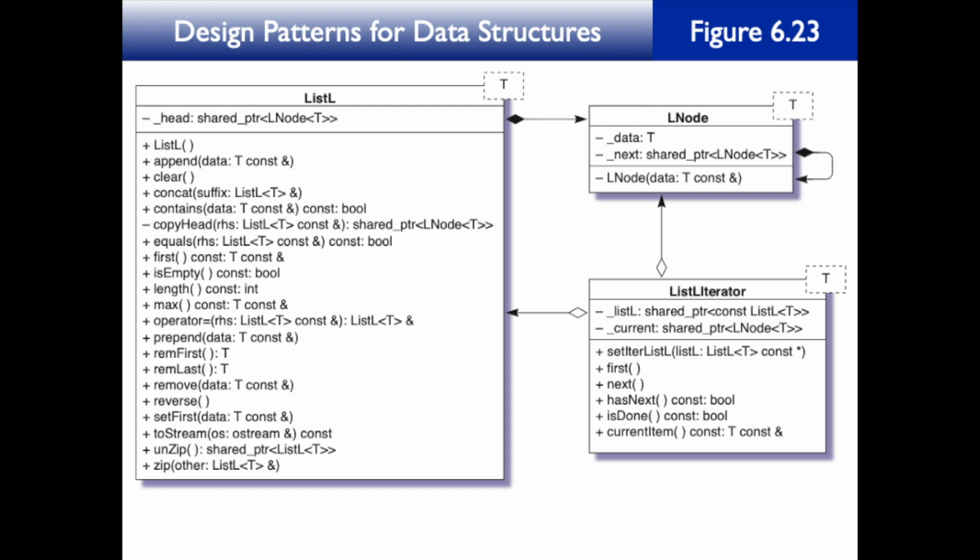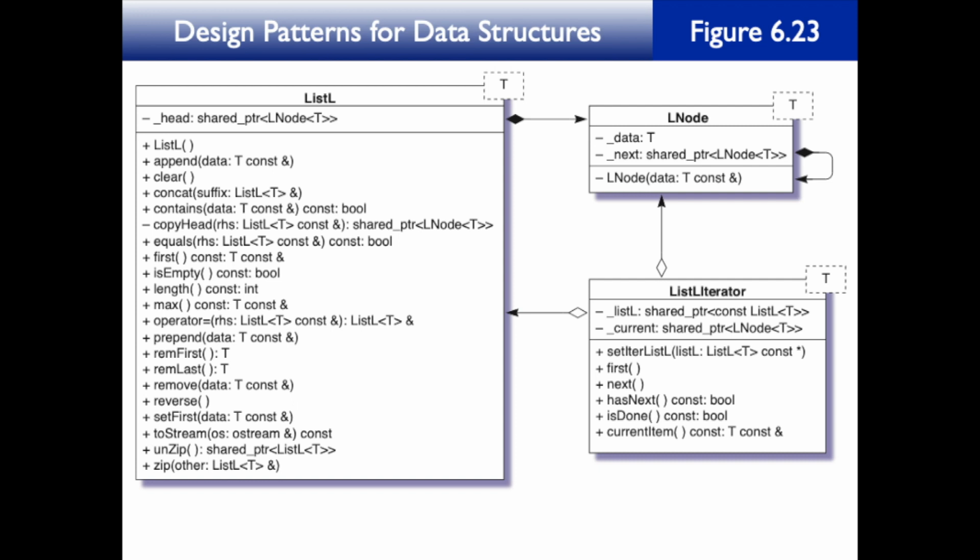Now, connecting this list iterator class diagram with the list is not a solid diamond, but an open diamond that is pointing to list L. What this says is, it's like class composition, but instead of the list L iterator having a list, it has a pointer to a list that another object or another class is the owner of. In this figure 6.23, we see that a list L iterator has a list L, and that open diamond you see is the tail of an arrow that points to list L, and the list L iterator also has a pointer to a node called current, and that is the open diamond at the tail of the arrow that points to L node.